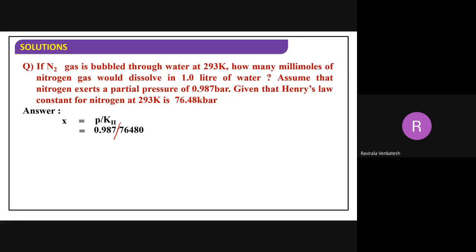Okay, this is divided by this one. Now we got the mole fraction. After doing this, the mole fraction is 1.29 into 10 to the power of minus 5. Does mole fraction have any units? No. Now we got the mole fraction, which is the mole fraction of nitrogen.